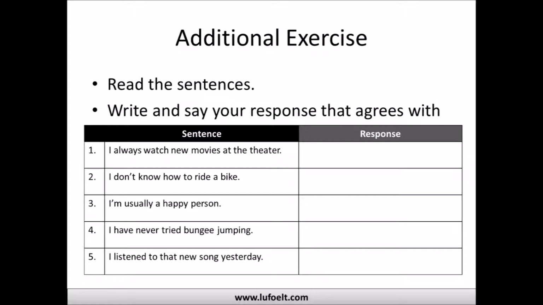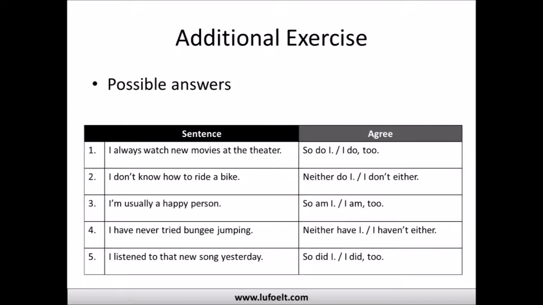All right, and I'm going to show you the correct responses or possible answers right now. Okay, so here we are. Okay, so these are possible answers. And again, for some of these, there are even other possible answers.